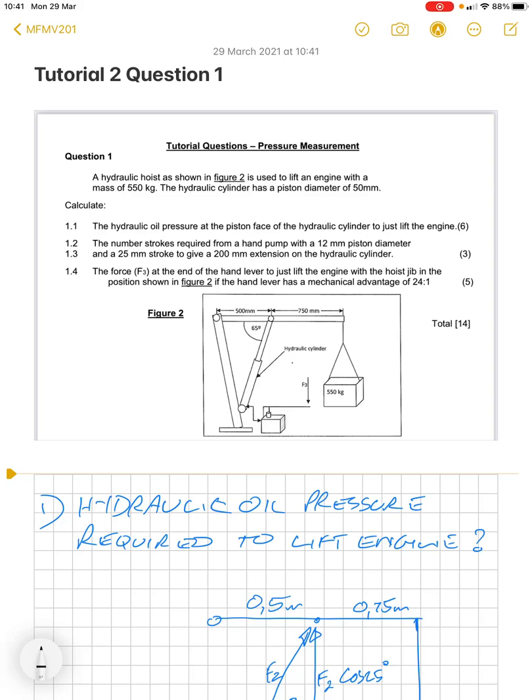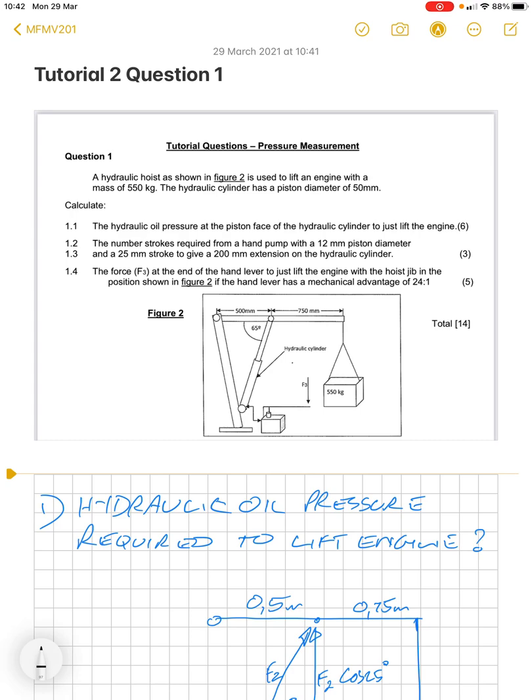In tutorial 2, question 1, we have a hydraulic hoist. As you can see in the diagram, it's lifting 550 kilograms. The distance from the point of the load to the hydraulic cylinder connection on the horizontal arm is 750 millimeters, and then another 500 millimeters to the pivot point of that arm. So we are then asked to calculate what is the force F3.